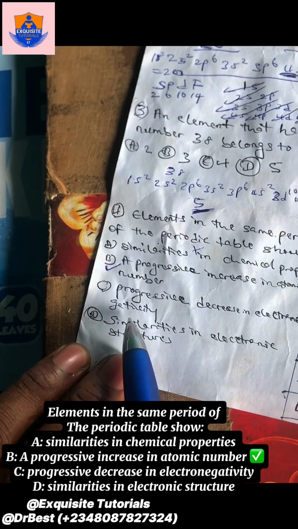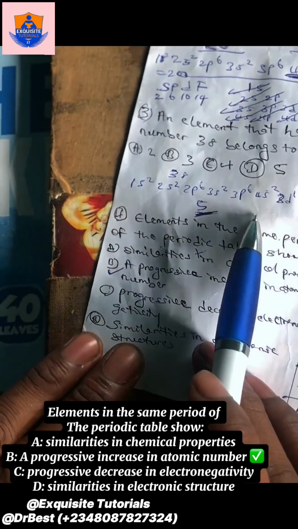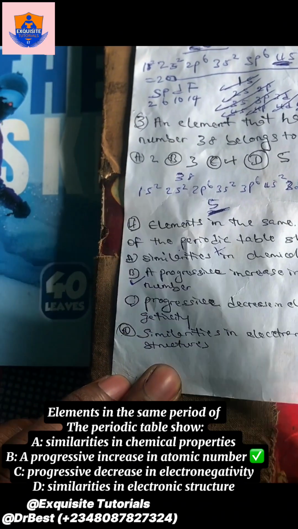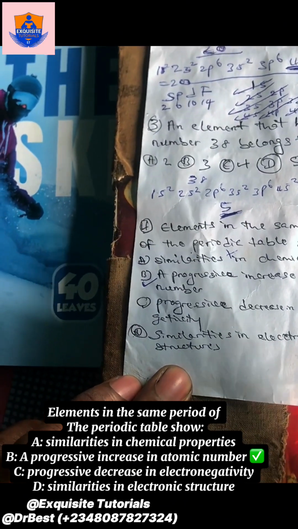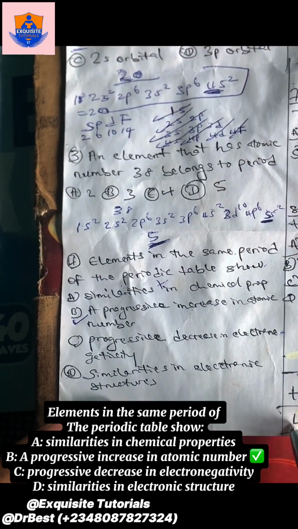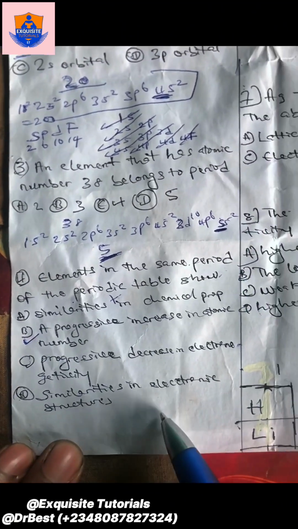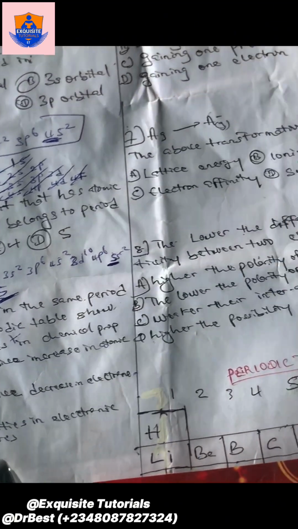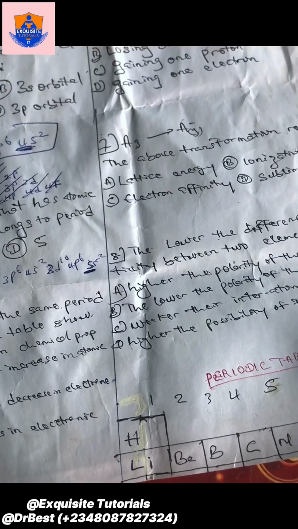Progressive decrease in electronegativity. This is wrong because when you go across the period from left to right, electronegativity increases. That is the reason why fluorine, which is here, is more electronegative than lithium, which is here. Similarities in electronic structure. They cannot have the same similarities in electronic structure because they are different elements.